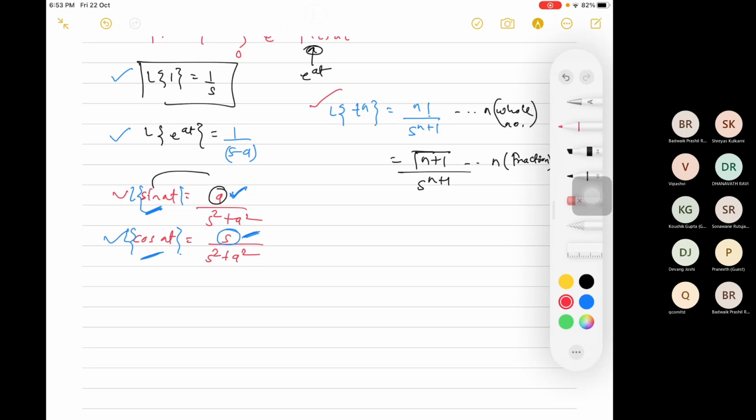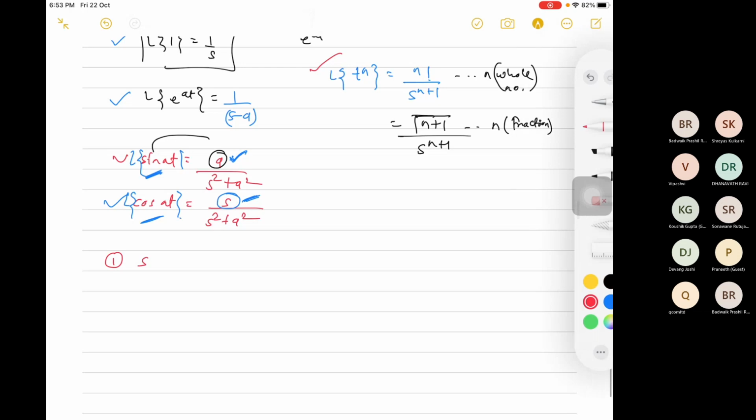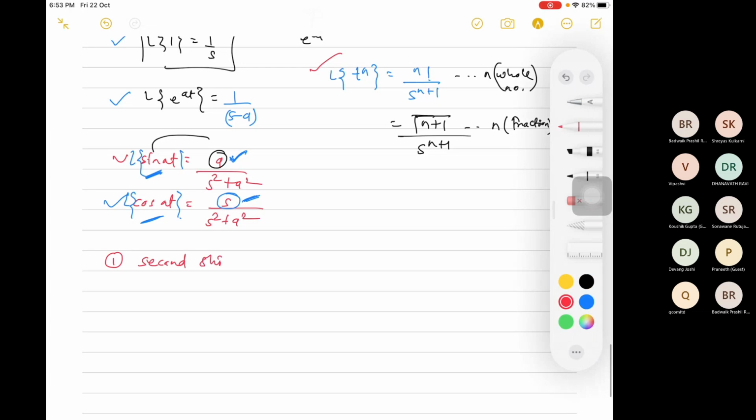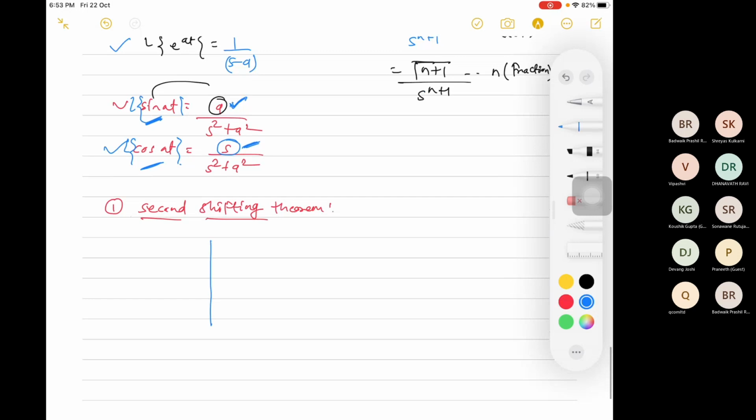Okay, so one of the important theorems is called the second shifting theorem. Second shifting theorem, you write. What happens in the second shifting theorem? Suppose there is a lag in the system, right? Suppose I said that I have given input or I have given a disturbance to the system, or I disturbed the system at 6:36, but because of some reason this input is shifted to 6:37, right?